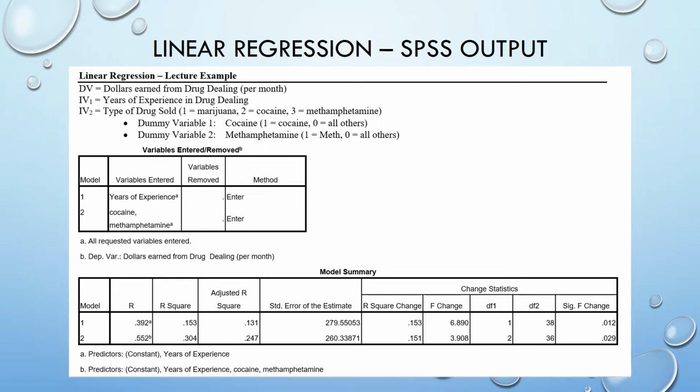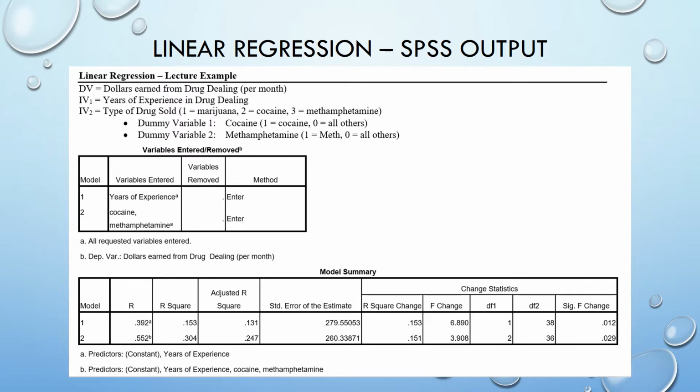Then in the first model, what we're going to call model 1 in just a few moments, I am only going to introduce my first independent variable. And my independent variable for model 1 is years of experience in drug dealing. You'll notice at the top of the slide where it says IV1 equals years of experience in drug dealing, I don't have to have any coding. Why? Because it is a continuous variable. So all I need to know is the number of years, and I can enter that directly into my model.